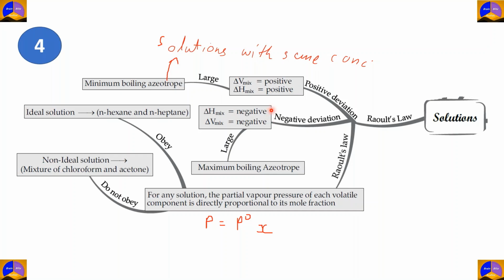These types of solutions would form maximum boiling azeotropes, which means that the boiling point of the final solution would be greater than the boiling points of the individual components, whether it be solute or solvent. Raoult's law holds true for both components staying volatile, which means that the solute and the solvent have to be volatile.